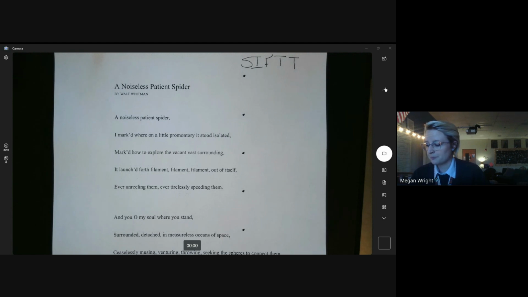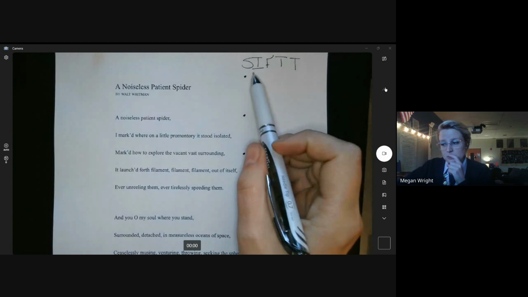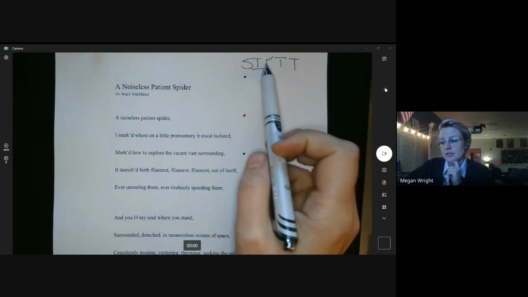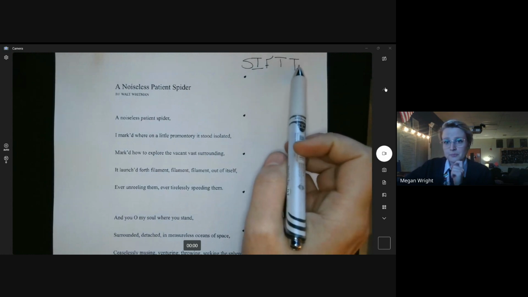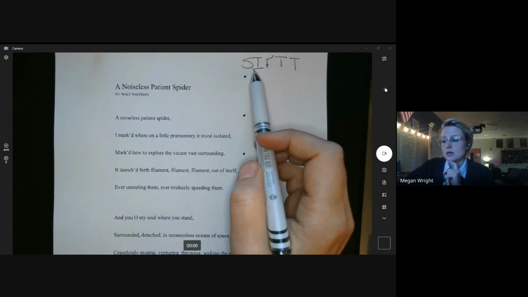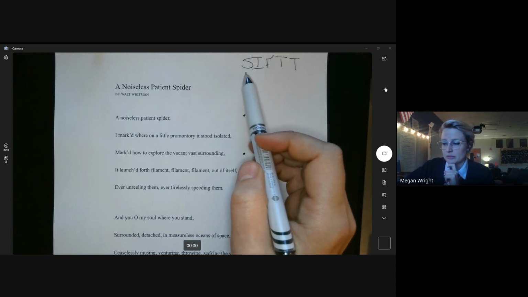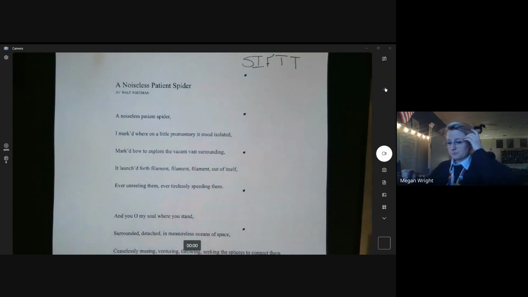So, a strategy that I use for close reading pretty often is the SIFT strategy. It stands for symbolism, imagery, figurative language, theme, and tone. I often find that students struggle with symbolism, so sometimes I'll come to imagery or figurative language first and then come back to symbolism after we're a bit more familiar with the poem. So for this, we'll start by looking at imagery, then figurative language, and come back to symbolism.